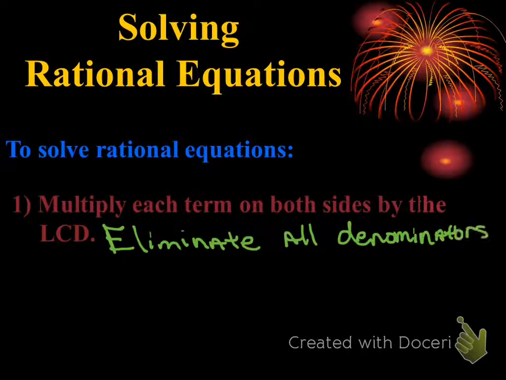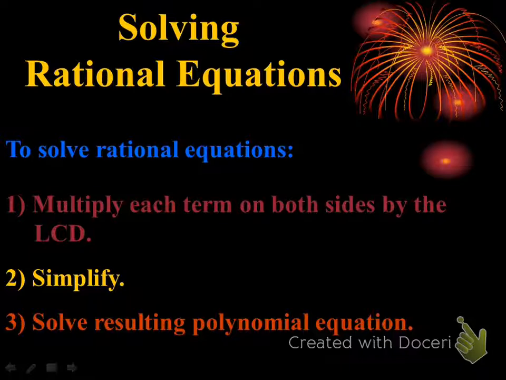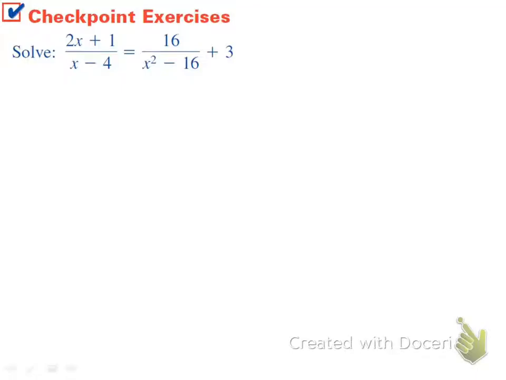The purpose in multiplying by that lowest common denominator is to eliminate all denominators so that you have a new equation with no rational expressions, no denominators. After multiplying by that LCD, you'll want to simplify and then solve the resulting equation. So let's look at one example.